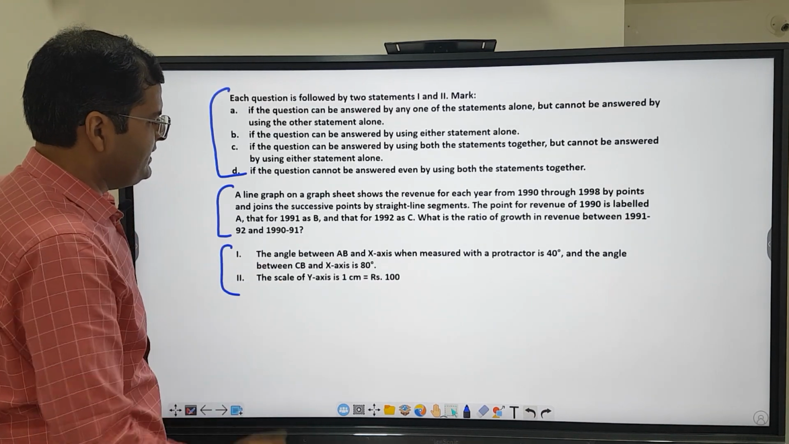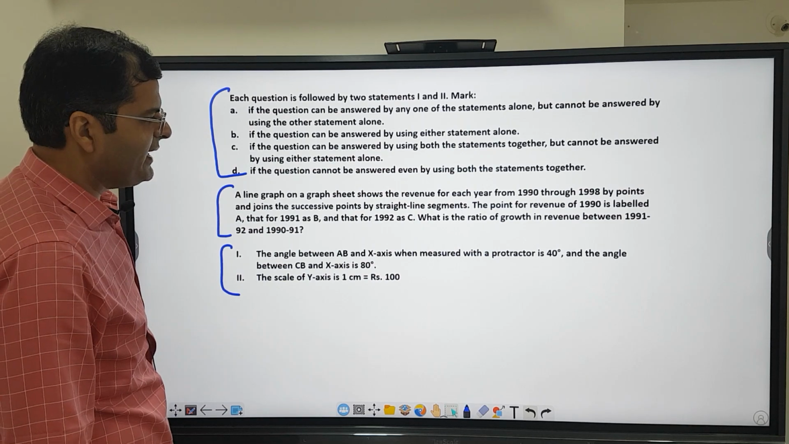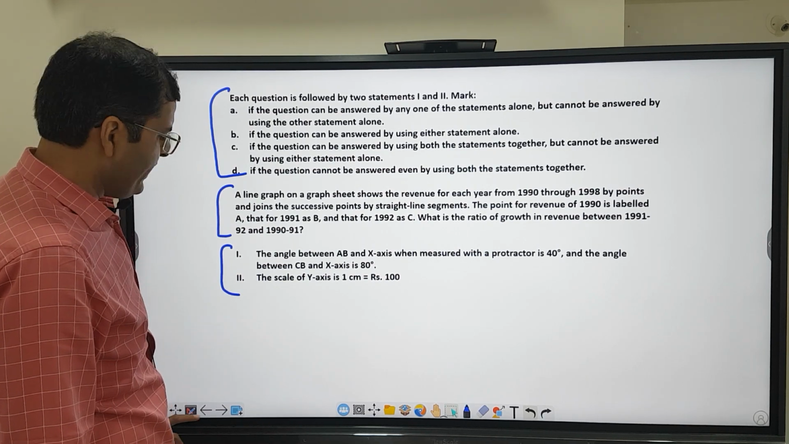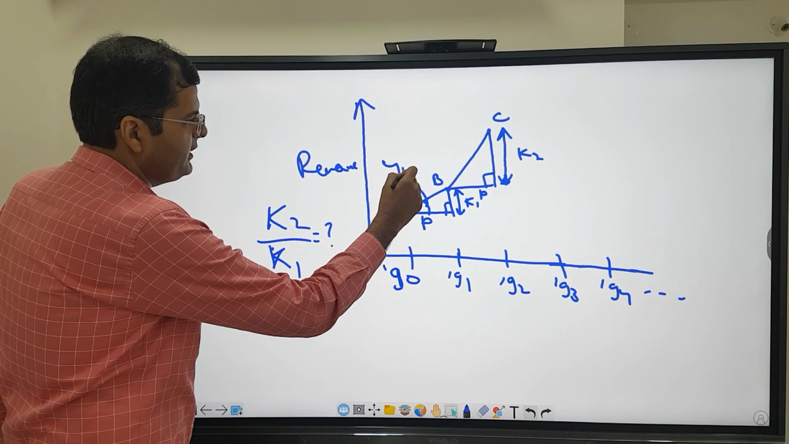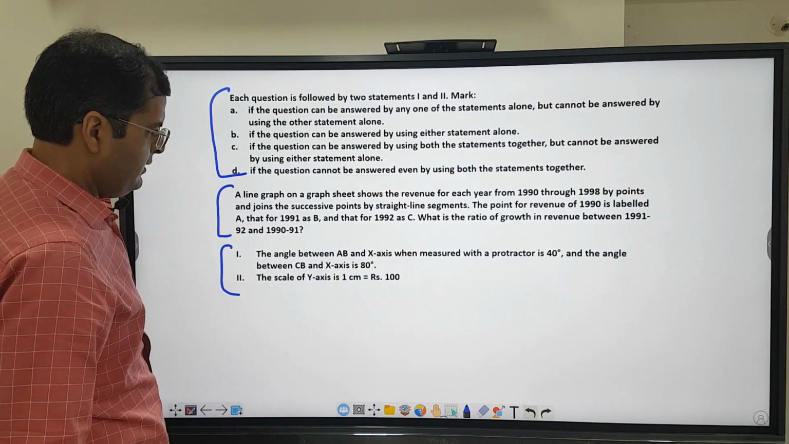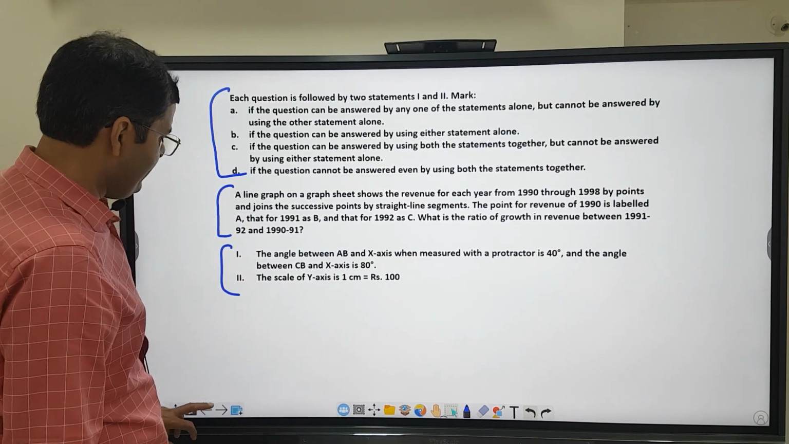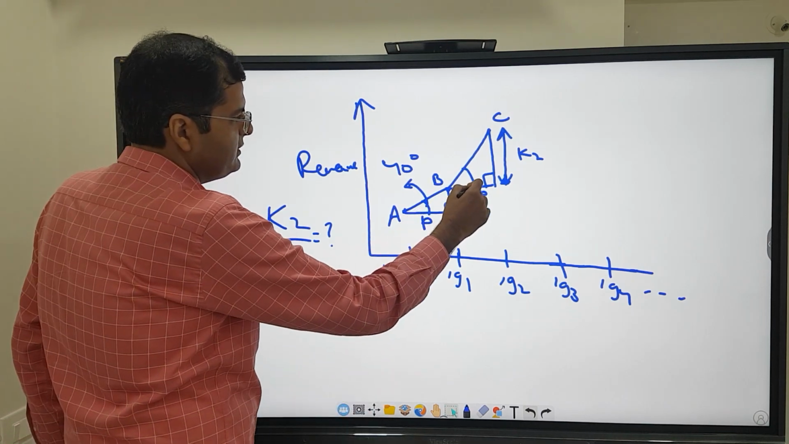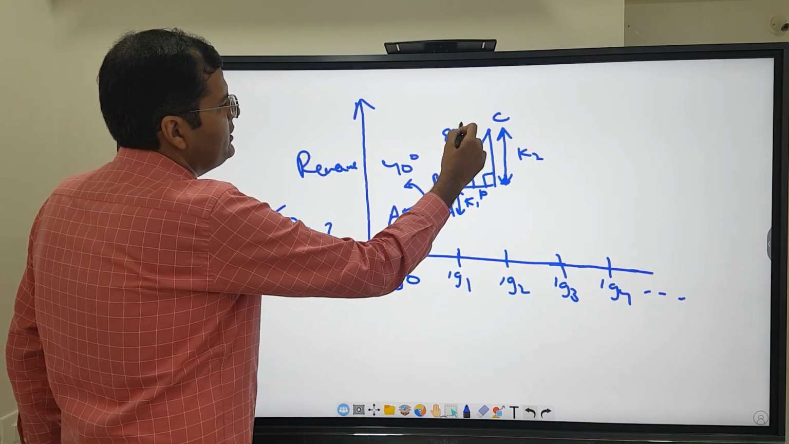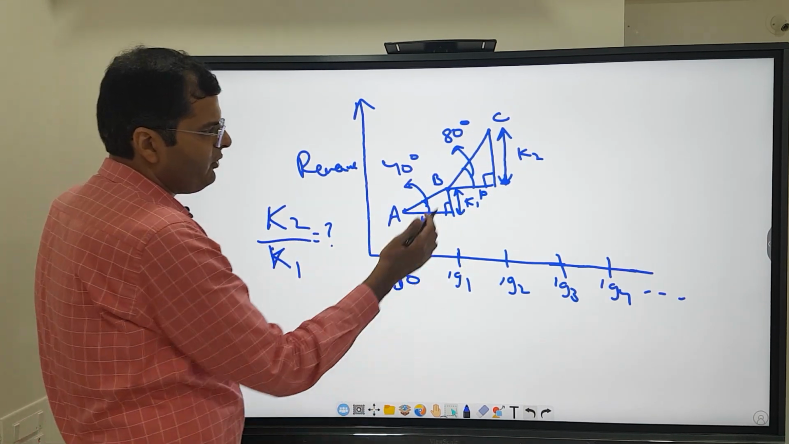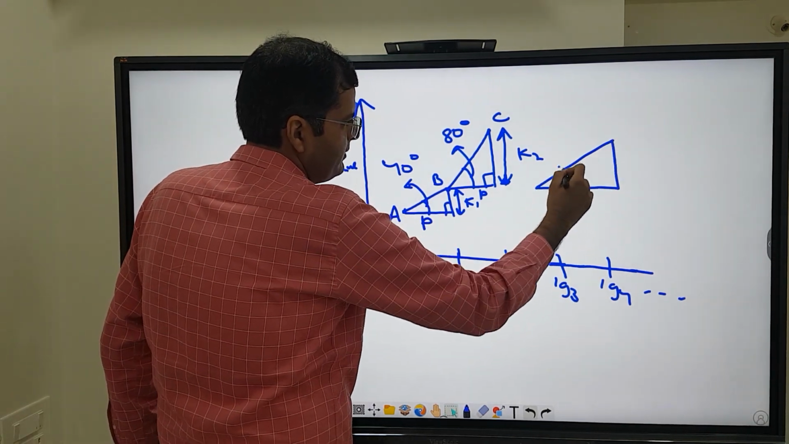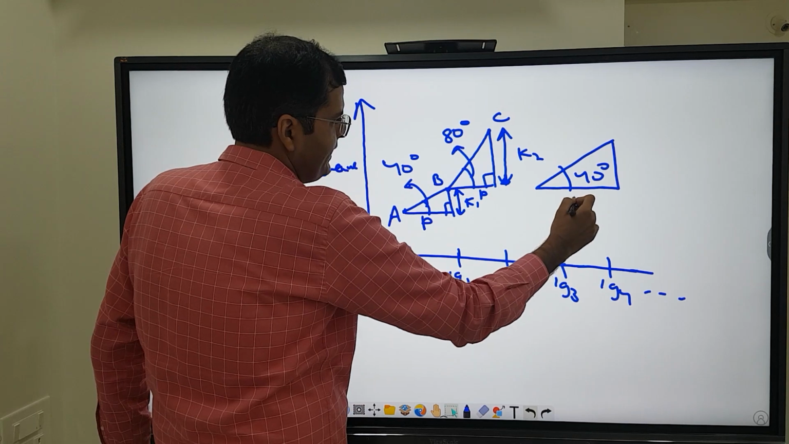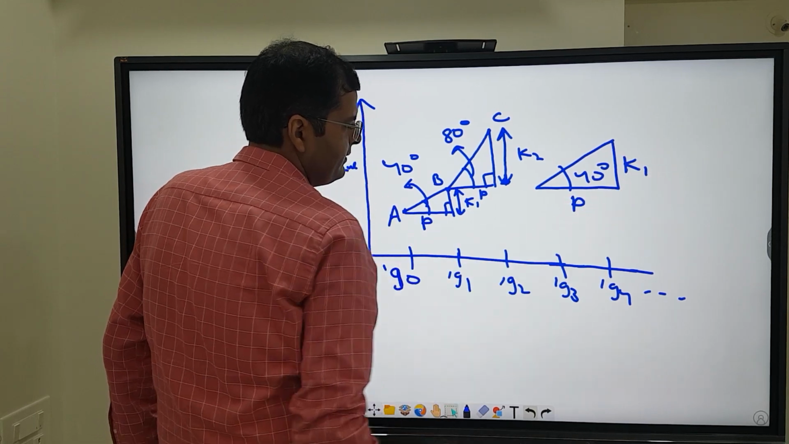Now the first statement says the angle between AB and x-axis when measured with a protractor is 40 degree. AB means this angle, this is 40 degree, and the angle between CB and x-axis is 80 degree. Now this is 80 degree. Now actually this is helpful, we can find the answer from here only. So if I have this right angle triangle with 40 degree, this side is P and this is K1.